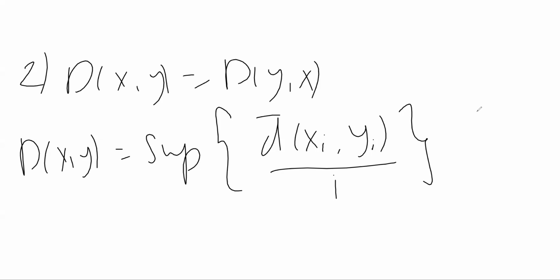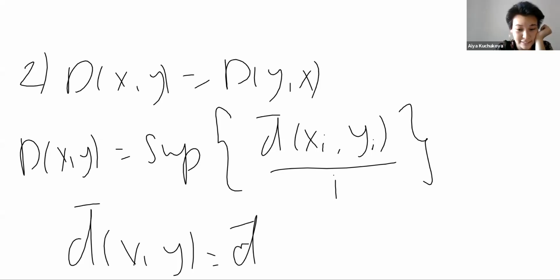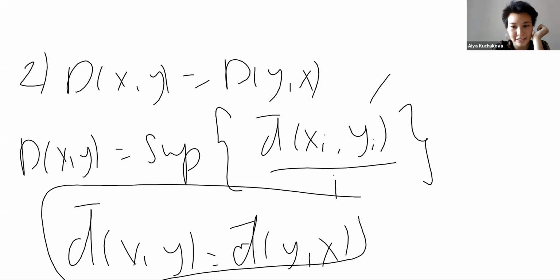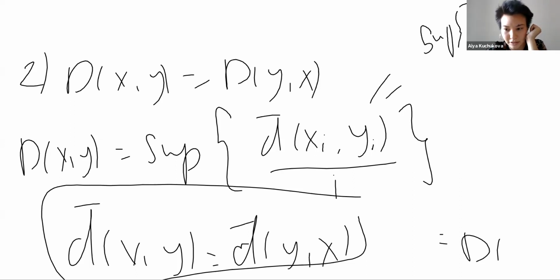Doesn't it follow directly from the fact that D bar is symmetric? Yeah, that's just how it is. Because if that holds, this would just be equal to the supremum of d_y x, sorry, d_{y x}, and this in its own turn is d y x. So we just write two more equalities and we're done. That's why the second property holds.